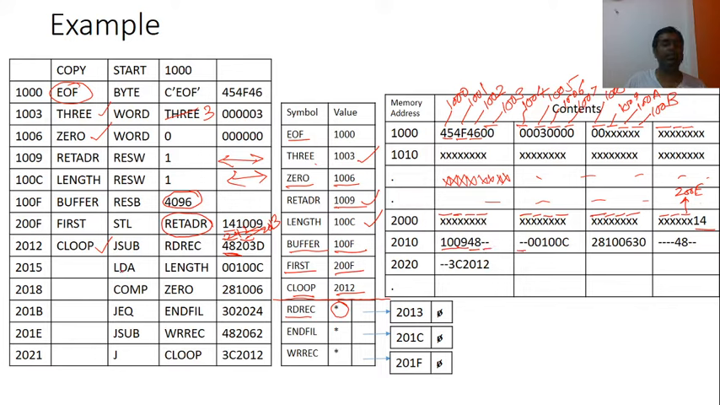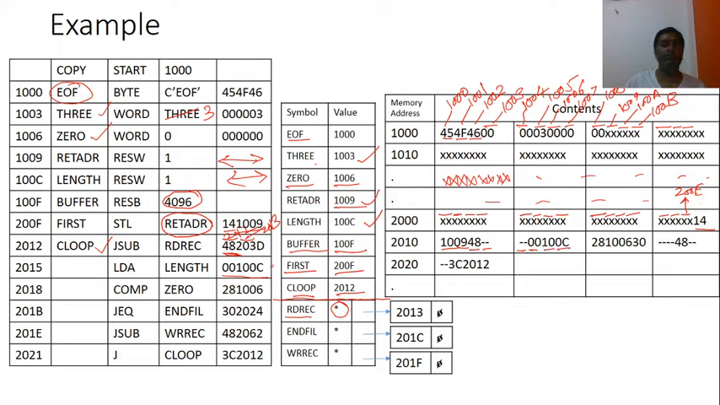Now the next instruction is LDA LENGTH. Just check that LENGTH is present in the symbol table. Yes. What is the value? 100C. That means there is no forward referencing. Just load this value 00100C directly into the memory. It is loaded here.